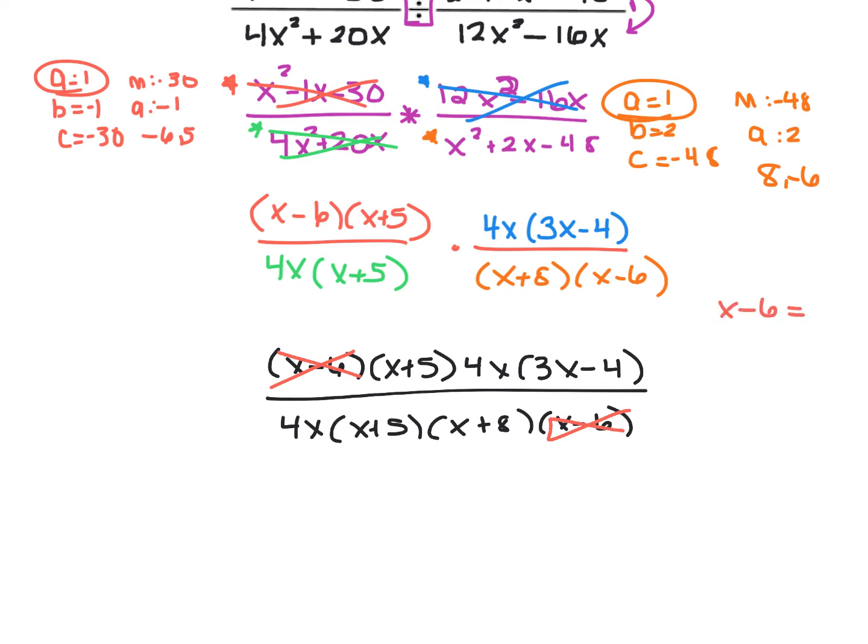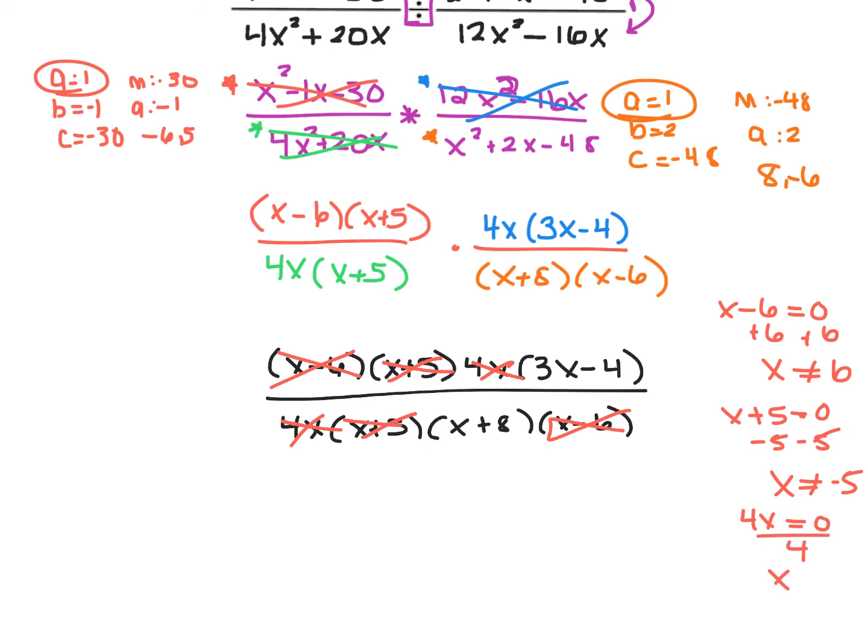So first thing I notice is x minus 6 gets crossed off, so I need to note when that equals 0. So I know that x cannot equal 6. Then I also note that x plus 5 can get canceled off. So I need to note when that equals 0, which means x cannot equal a negative 5. I then also note that 4x can be canceled off. So we have 4x can't equal 0. So we divide by 4. So I know x cannot equal 0.